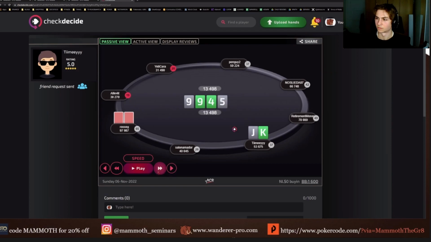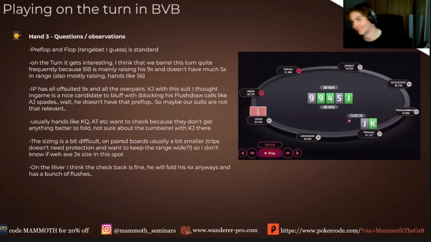Turn. Thoughts here? I know you have notes. Maybe let's go for notes first. So on the turn it gets interesting. I think that we barrel this turn quite frequently because big blind is mainly raising a 9. That's true. And doesn't have much 5x. Also true.